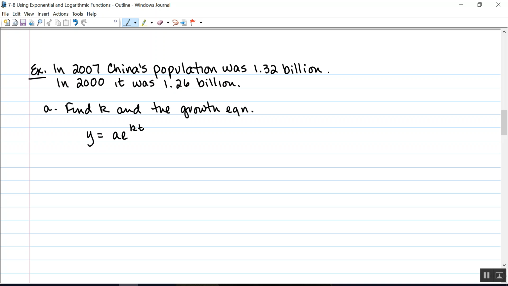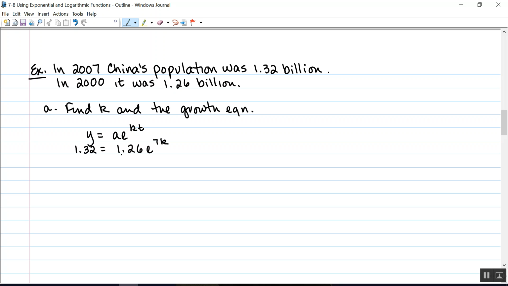So let's see. In my original amount, let's kind of go backwards here. My original amount is going to be 1.26 billion, and then after 7 years, it was 1.32 billion. So this is the amount over here after the growth times e. I don't know what k is, but my time is going to be 7 years. So 7k, because it was 7 years later.